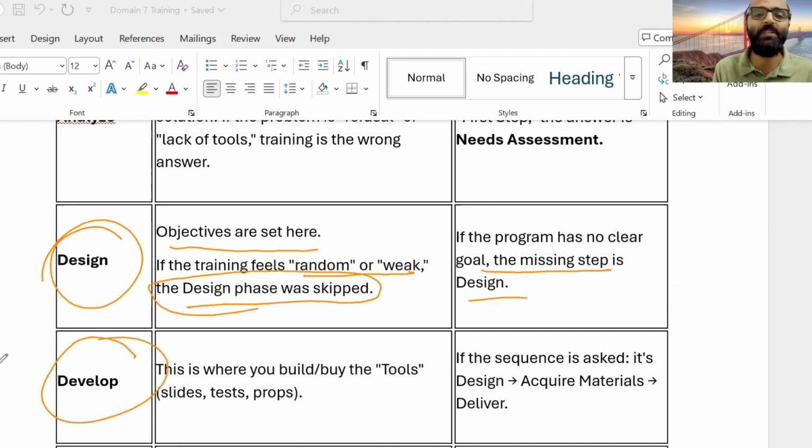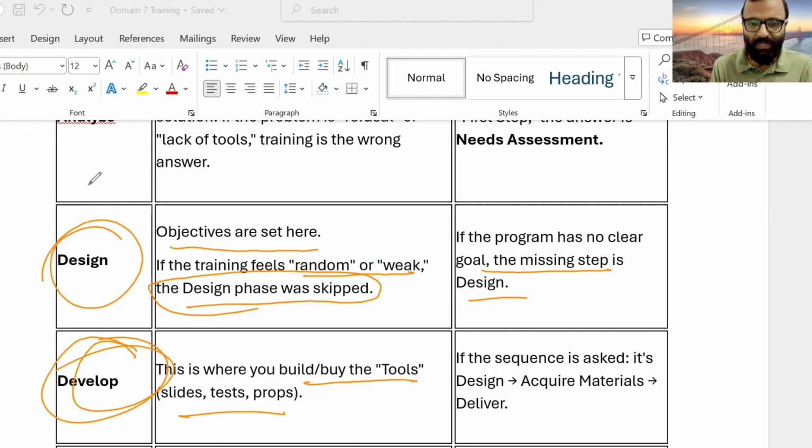Then you have to develop the training. Develop means the slides are created. We are taking so much pain in creating this training program: we take the past question papers with the syllabus and the notes and make the material. This is the development phase, where you build slides, tests, props, etc. So first we analyze whether the training program is required or not. If it is required, then we design the program, then develop the program, and then in ADDIE, we implement the program.